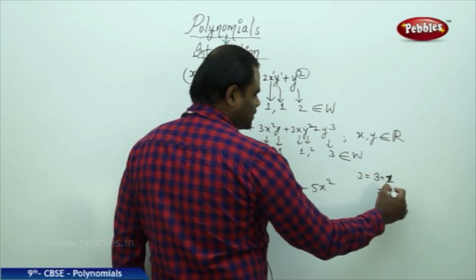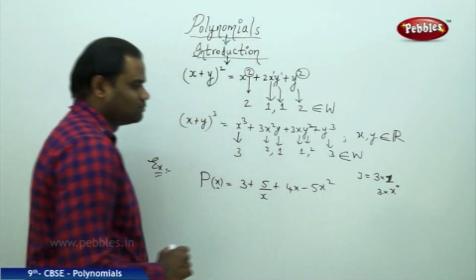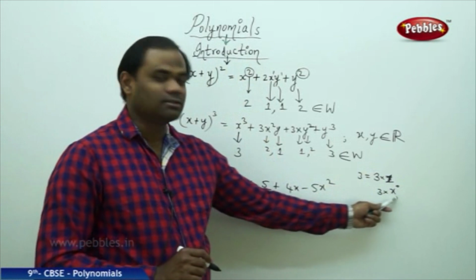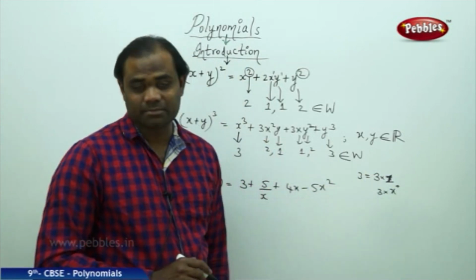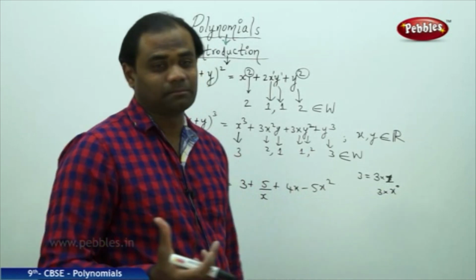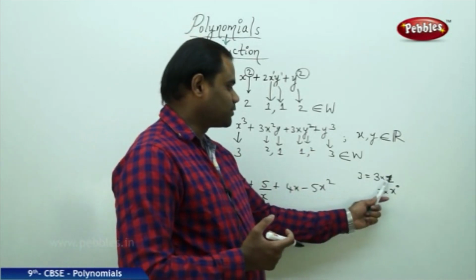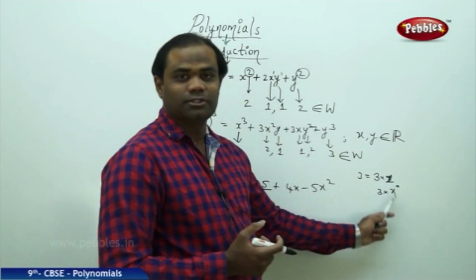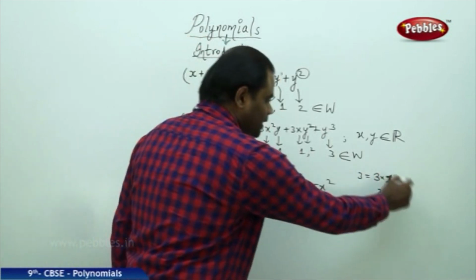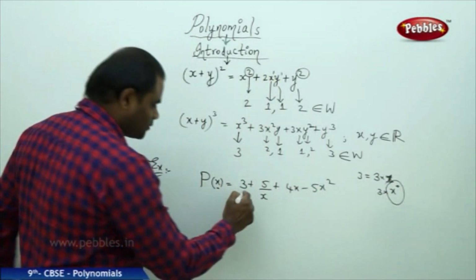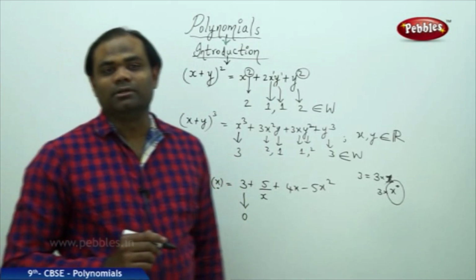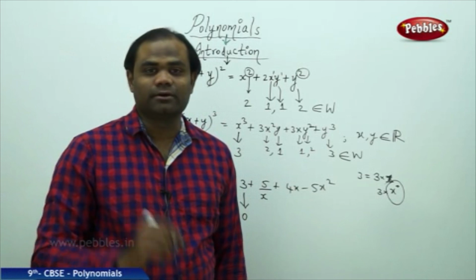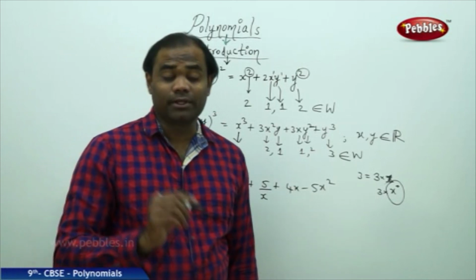3 times x power 0. So I have my constant with indirectly the power of the variable being 0, because x power 0 or a power 0 is 1, and therefore 3 is written as 3 times 1, which is 3 times x power 0. Therefore, indirectly, for any constant in the polynomial or in the expression, the power of the variable is assumed to be 0.